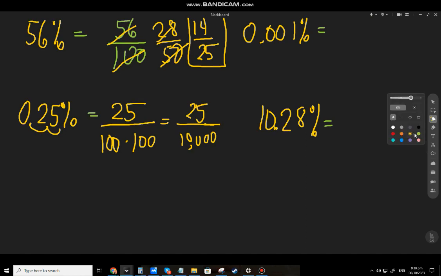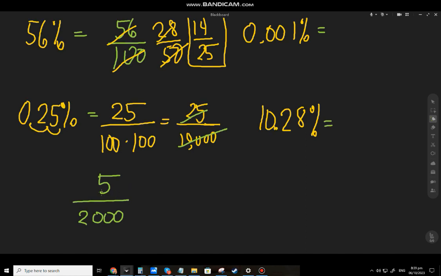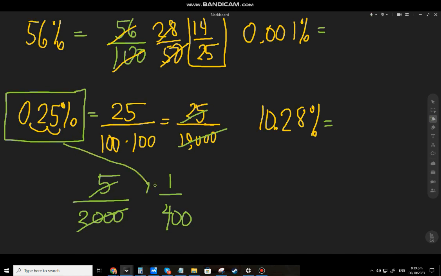Okay, now you have to reduce them. Let's say by 5. So that will be 5 over 2,000. And yes, you can still reduce them. It will be 1 over 400. And for this one, 0.25%, the fraction will be 1 over 400.